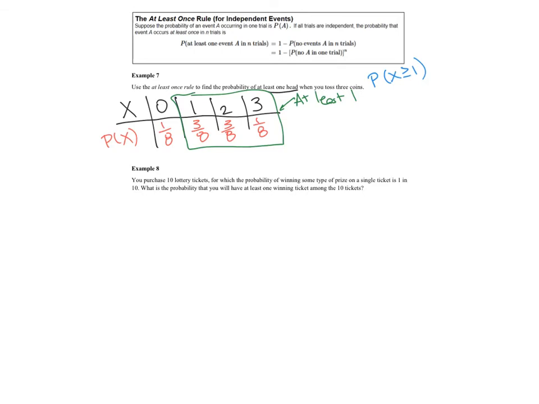And so here, all I have to do is look at my 0 event, which is 1/8. The probability of getting at least 1 head is equal to, well, I know that these have to add up to 1, so that's 1 minus the probability of the none event, or the 0 event. In this case, that 0 event is 1/8. So 1 minus 1/8 is 7/8.